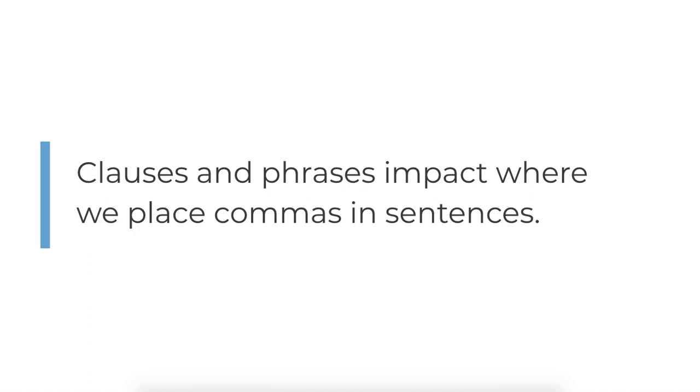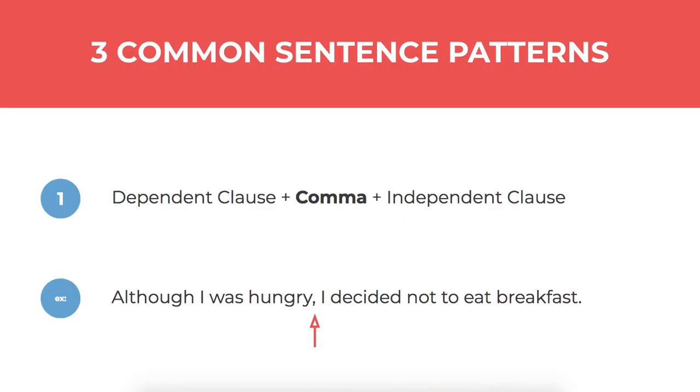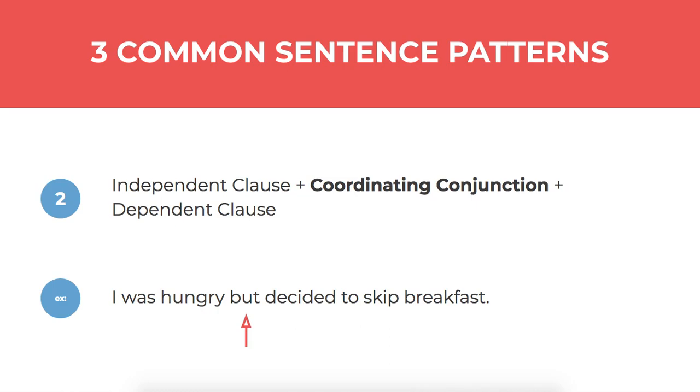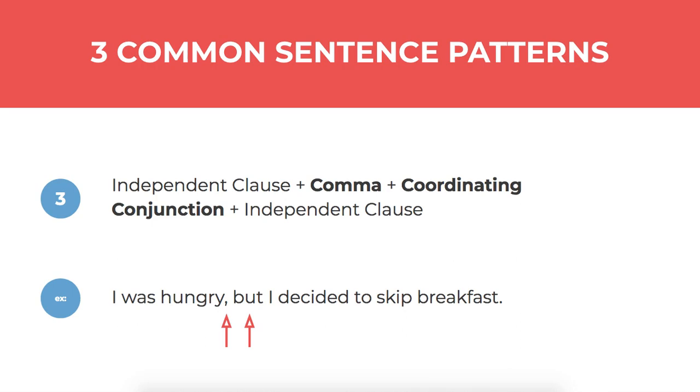So let's jump ahead. We remember that clauses and phrases are important because they impact where commas go in our sentences. And then there's those three common sentence patterns. You should be remembering this. The first one is a dependent clause plus a comma plus an independent clause. Next, we have independent clause plus a coordinating conjunction plus a dependent clause. And then finally, we have independent clause plus comma plus coordinating conjunction plus independent clause. And this is what we're going to rest on for today because this gets at the root of how run-on sentences happen.